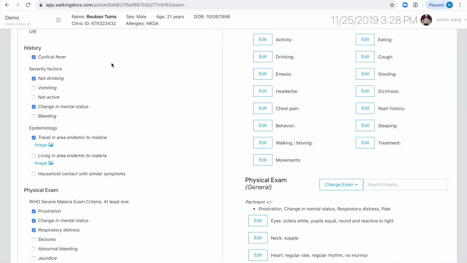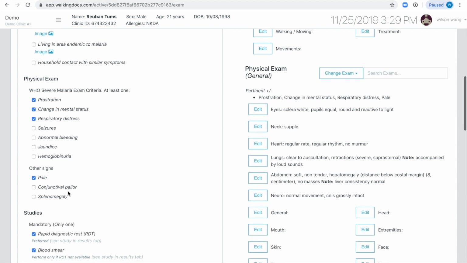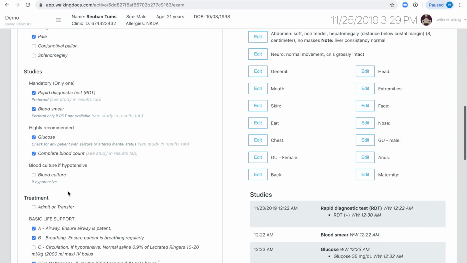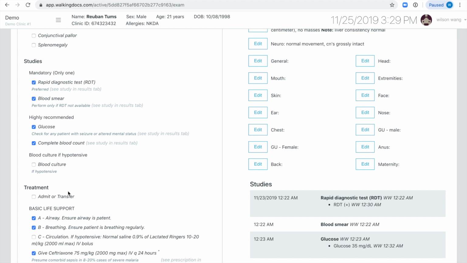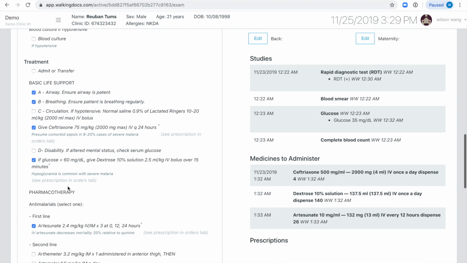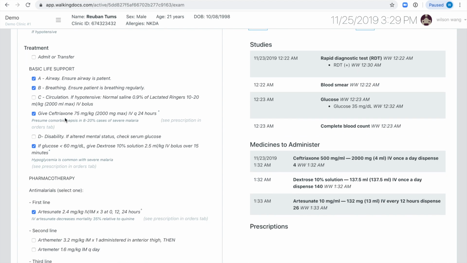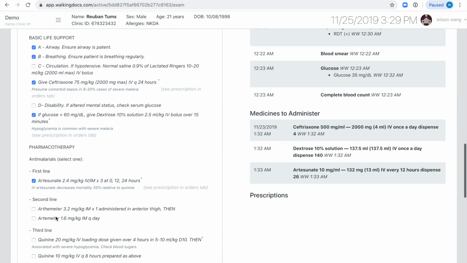4. A focus on history and physical exam elements consistent with the diagnosis. In this example, WHO criteria for severe malaria are explicitly listed. If you don't have one of these signs, you don't have severe malaria. 5. Recommendation of studies to perform to support the chosen diagnosis. And 6. Automatic dose calculation of essential medicines such as antibiotics, glucose, or antimalarial.